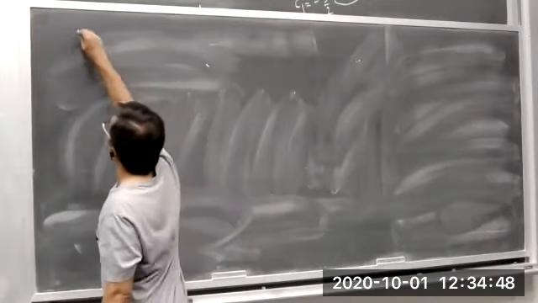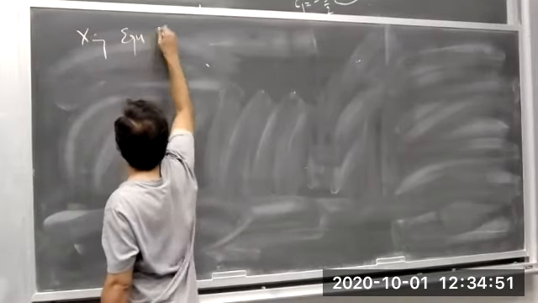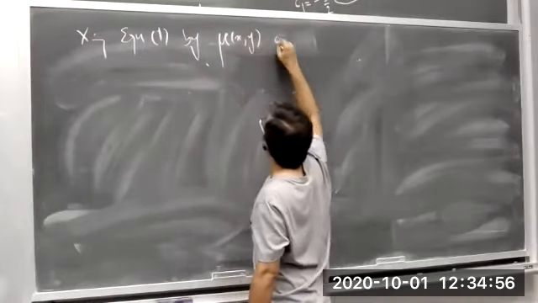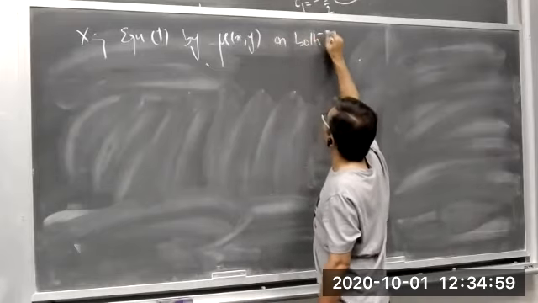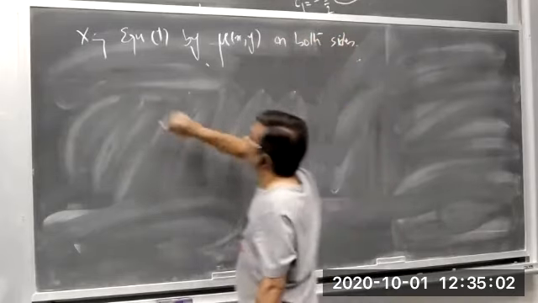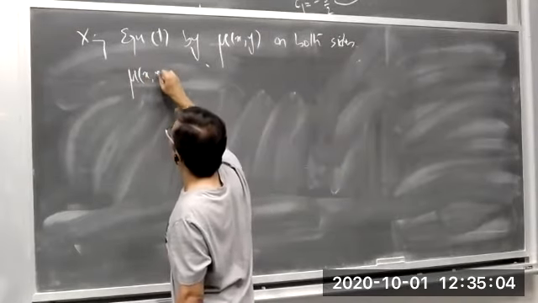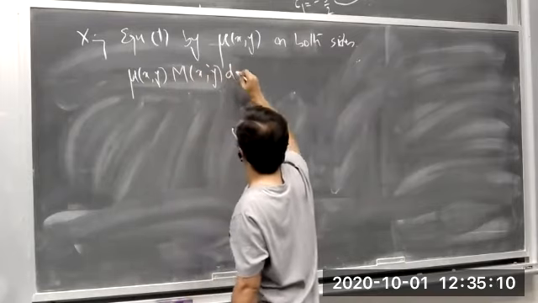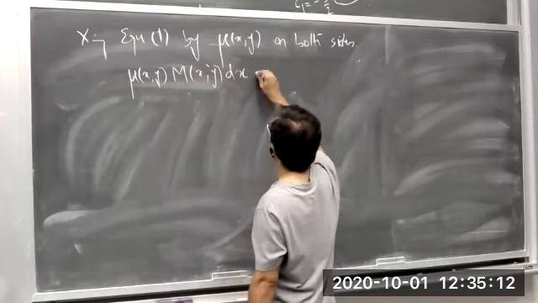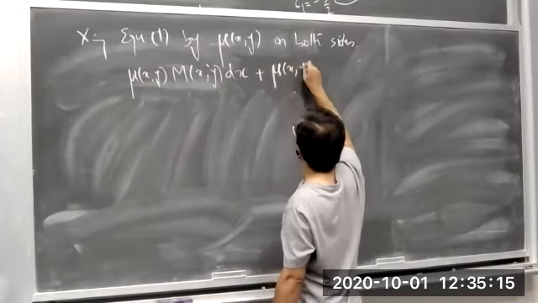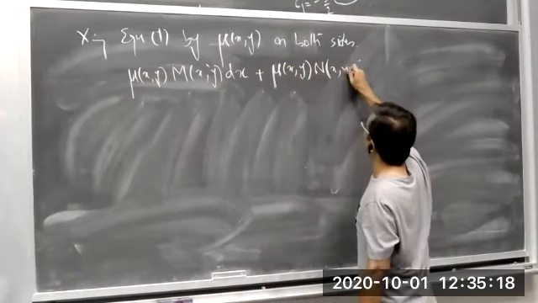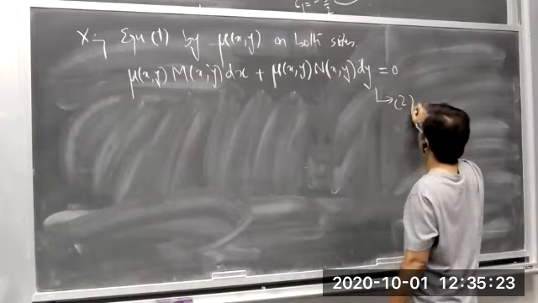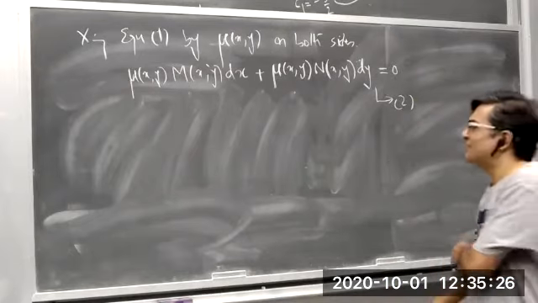Now, multiplying equation 1 by integrating factor mu of x y on both sides, what do we get? We get mu of x y times m of x y dx plus mu of x y n of x y into dy is equal to 0. Now this is your equation 2, and this equation must be exact.